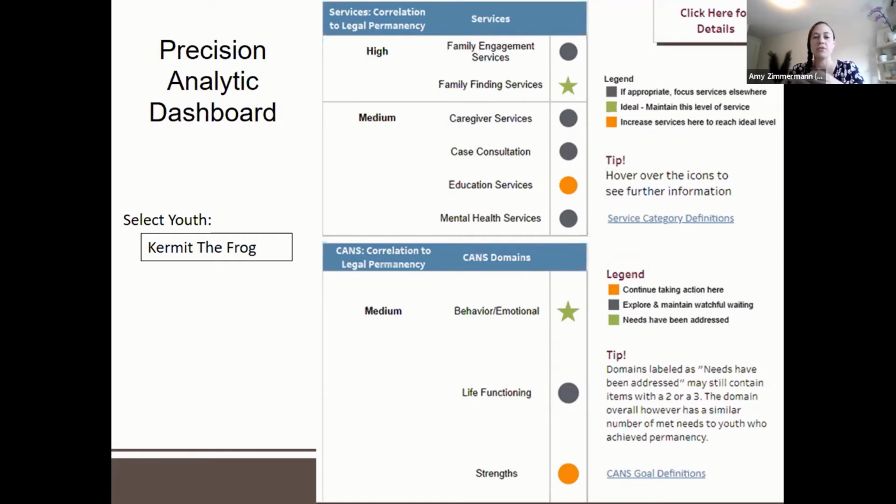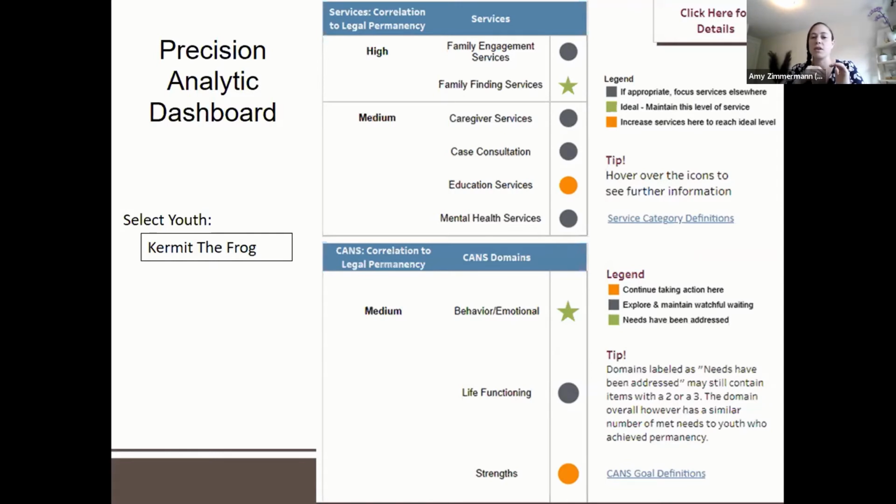And so if you go down to the bottom section where it says the CANS domains, we see that the behavior, emotional, life functioning, and strengths domains, those all three have a medium correlation to legal permanency for Kermit the Frog.